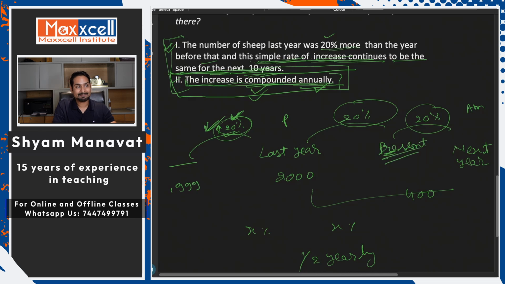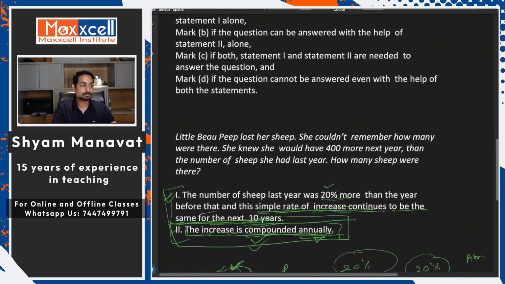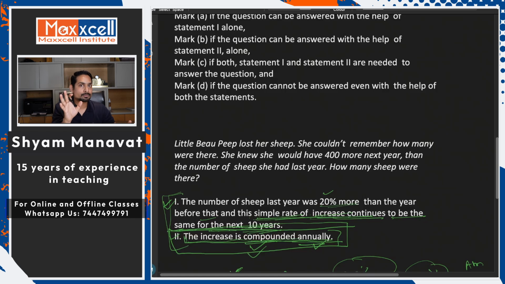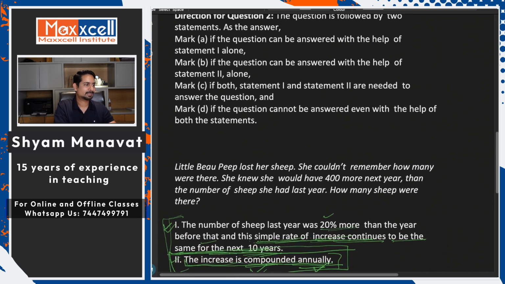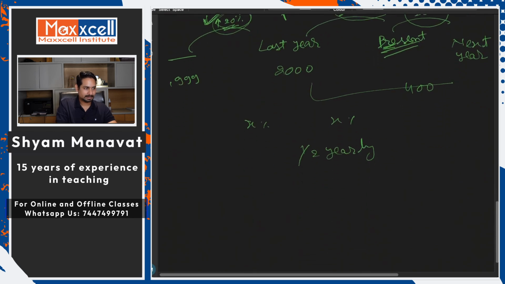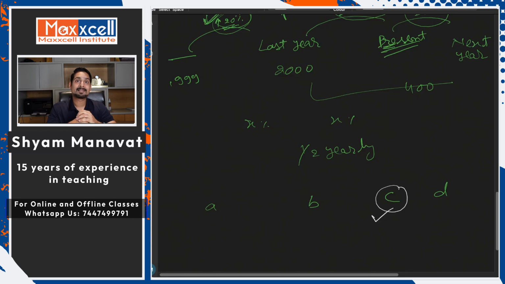As I said, do you have to actually solve this? No. This question belongs to data sufficiency, so we just need to identify whether the statements are enough to answer the question. Are you clear with this? If yes, then you got the answer. So you need both the statements to answer the question. Which option will you mark? You will mark option number C, that you require both statements to answer the question. So in the options A, B, C, D, you will mark C as the correct option. Fine. I hope you understood the question. Let's solve the next question now.